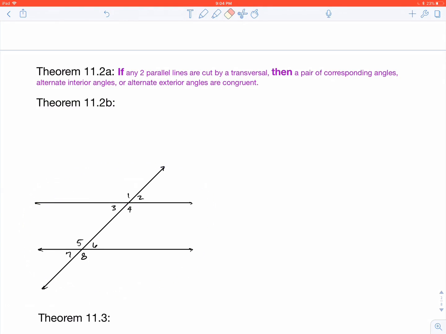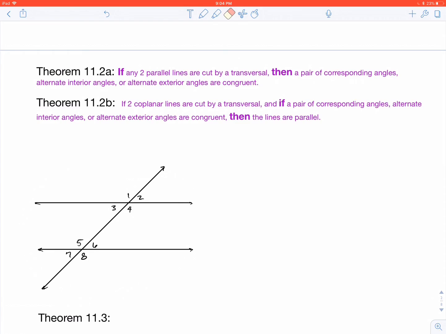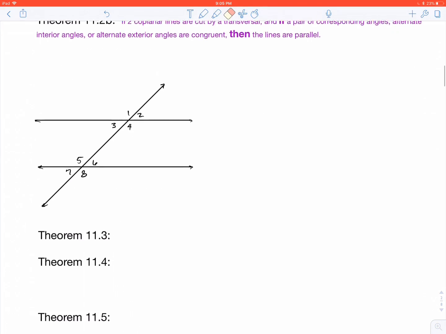The second half of this theorem is the reverse. So this time it says, if you have two coplanar lines cut by a transversal, and if you know that the corresponding angles, the alternate interior angles, or the alternate exterior angles are congruent, then you will automatically know that the lines are parallel to each other. So it's just the backwards version of theorem 11.2a.